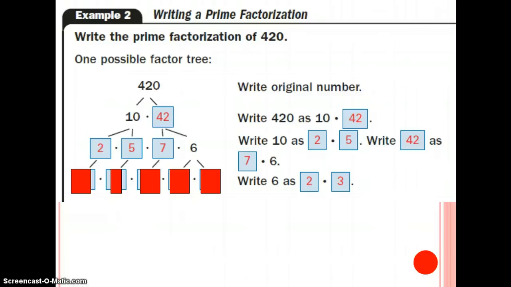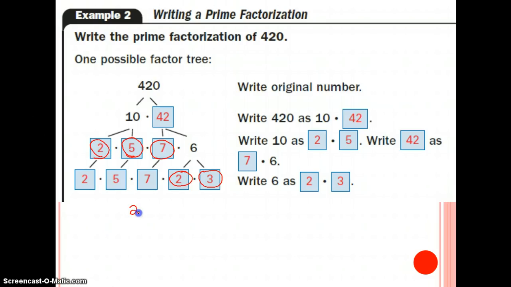As you can see, 2 is a prime number, so we can bring that down one more time, or sometimes you can just circle it. 5 is also a prime number. Circle it or bring it down. 7 is a prime number. 6 is not, because you can continue 6 by doing 2 times 3. Your prime factorization then is 2 times 2 times 3 times 5 times 7.